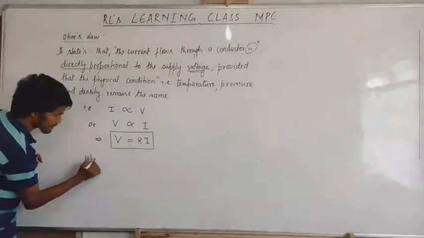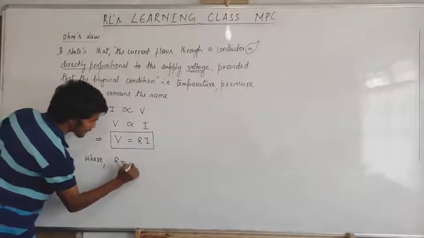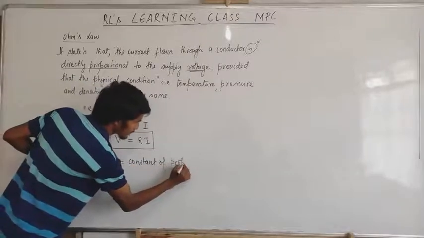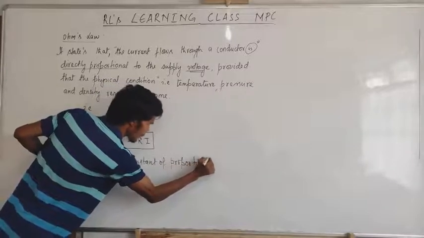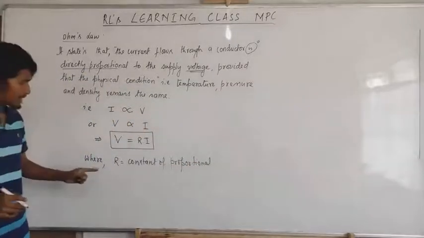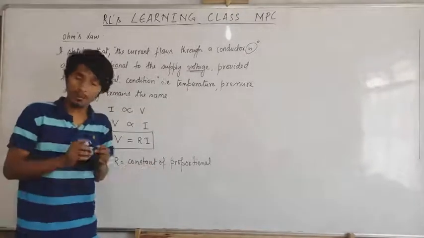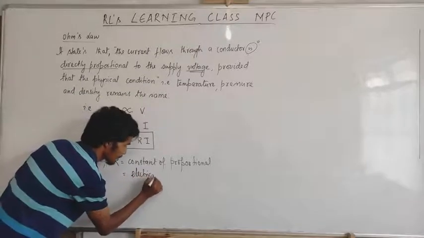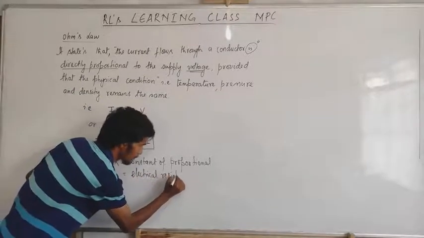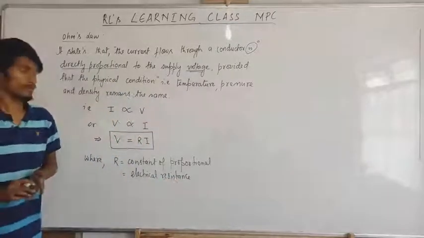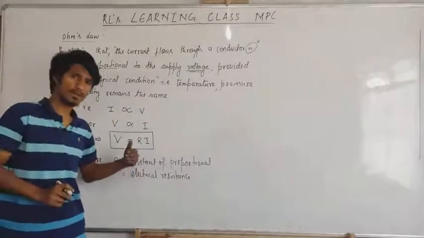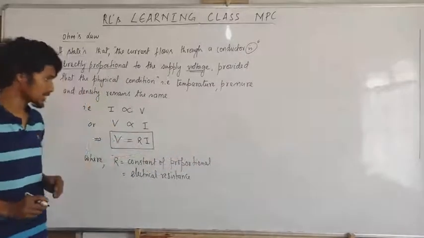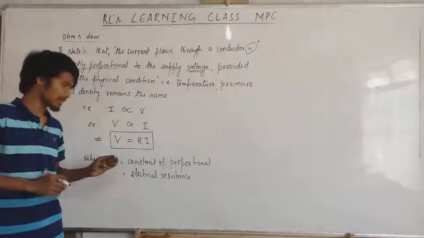Where R is the constant of proportionality, and this constant of proportionality has a name. That name is called electrical resistance. And we will talk about what this electrical resistance is. R is the constant of proportionality, and it has a name, electrical resistance.